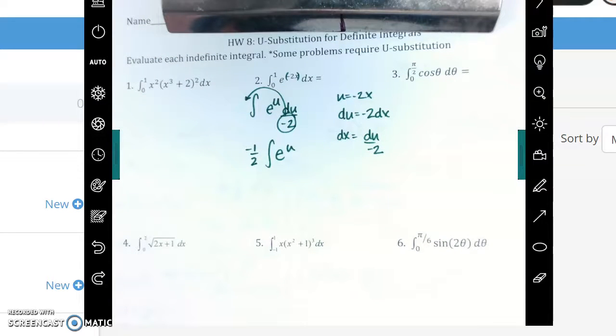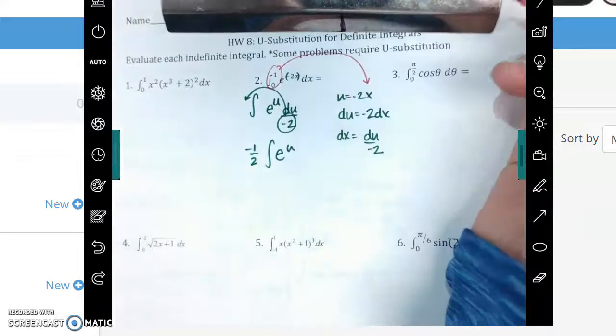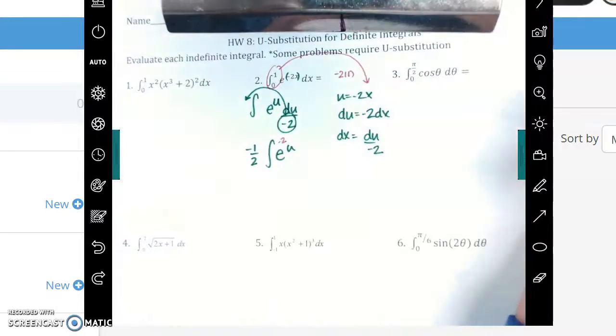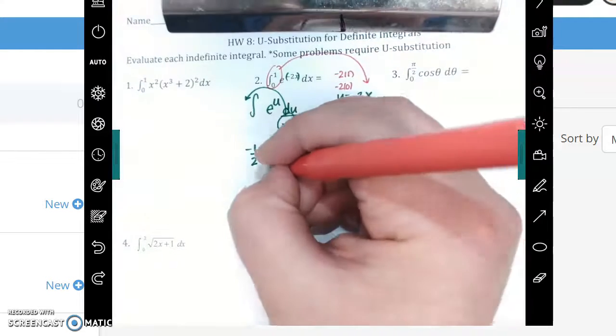you are going, yes, Ahmed? The homework from yesterday? You are going to change your endpoints. How do I know what to change them to? Plug them into u. So my upper endpoint used to be a 1. Now that I plug it into a negative 2x, what is it now? Negative 2. Okay, so I take my 1 and my 0. I plug them in here. Negative 2 times 1 is a negative 2 on top. And then negative 2 times 0 is a 0 on bottom.